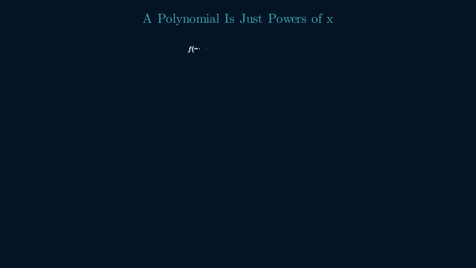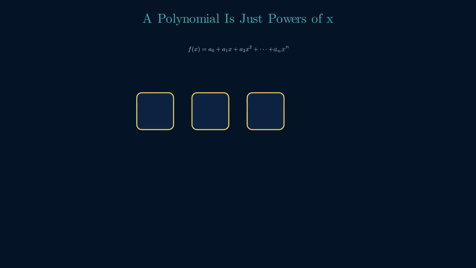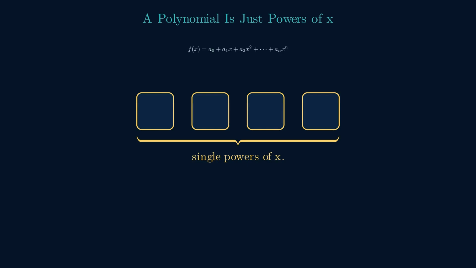A polynomial looks like a mouthful, a naught plus a 1 x plus a 2 x squared, all the way up to a n x to the n. But strip off the coefficients and what's left is a row of single powers of x. That's all a polynomial is. And each of those powers, on its own, does one of exactly 2 things. 2. That's the whole menu.